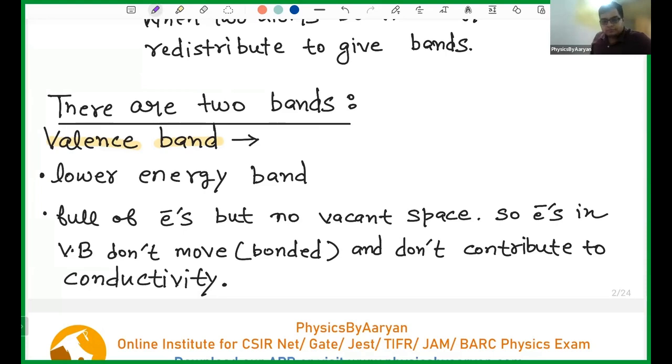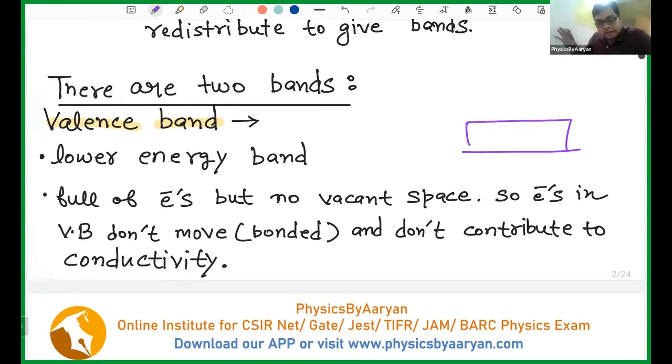One is valence band, which is a lower energy band. This band is full of electrons. So consider it a room. You have a room which is filled with people. So you will say it has so many electrons, so much electricity, but no. There are so many electrons, but there is no vacant space. Electrons are sitting, but there is no empty space where electrons can move.